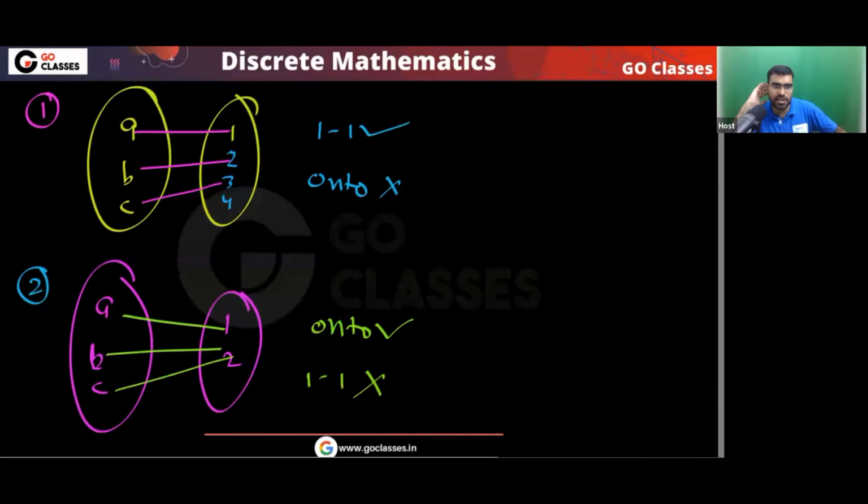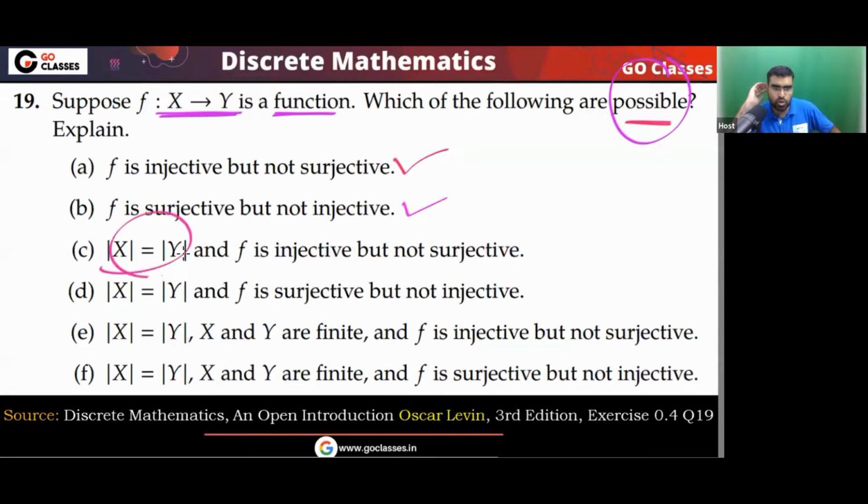Where cardinality must be the same. X, Y should have the same cardinality. F should be injective, but F should not be surjective. Can anyone give me such a function? Is it possible to create this type of function? Please tell me. Take your copy and pen and try to create.